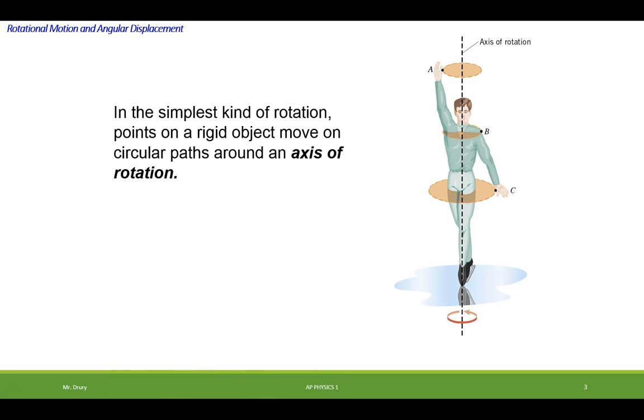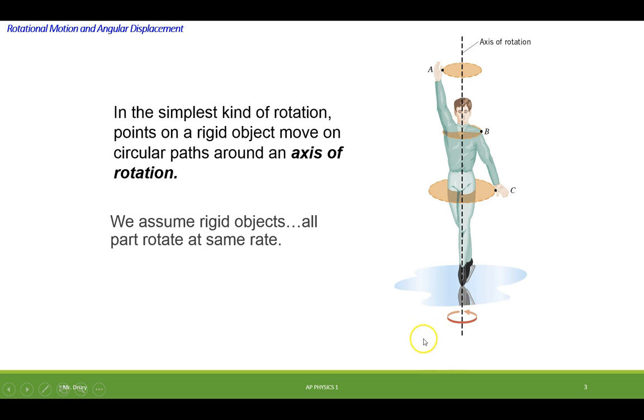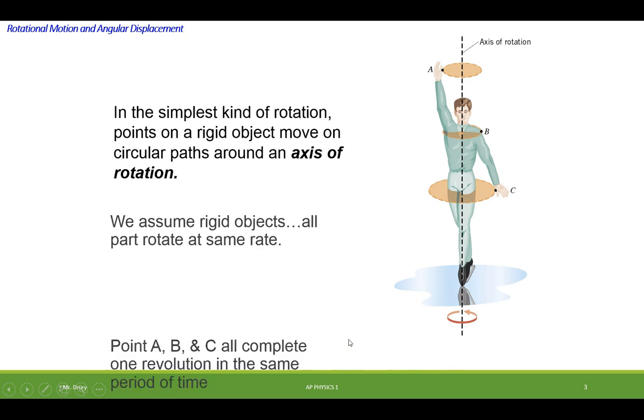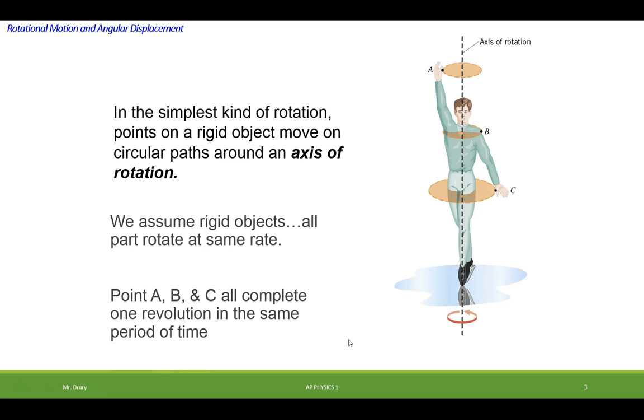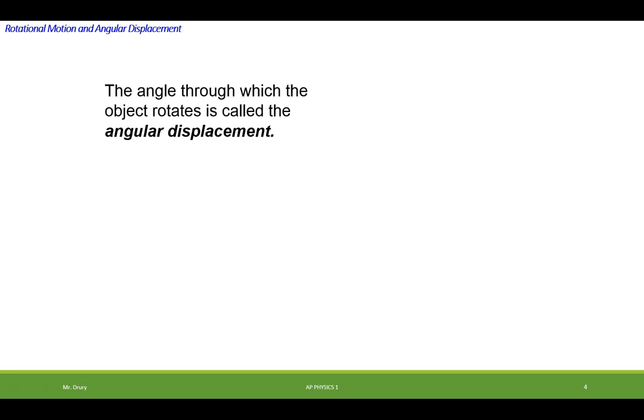Looking at this figure skater, the simplest kind of rotation, we consider the object rigid, and all parts A, B, and C rotate around some central axis. And if we consider the object rigid, then points A, B, and C all complete the same amount of revolutions in the same amount of time. The angle through which they rotate is called angular displacement.